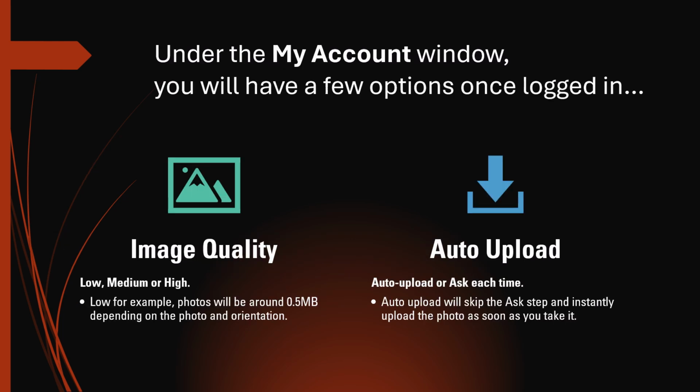Under the My Account window, you will have a few options once logged in. One being image quality, which you can set to low, medium, or high. Low, for example, photos will be around 0.5 megabytes depending on the photo and orientation. You're also able to select auto upload or ask each time. Auto upload will skip the ask step and instantly upload the photo as soon as you take it.